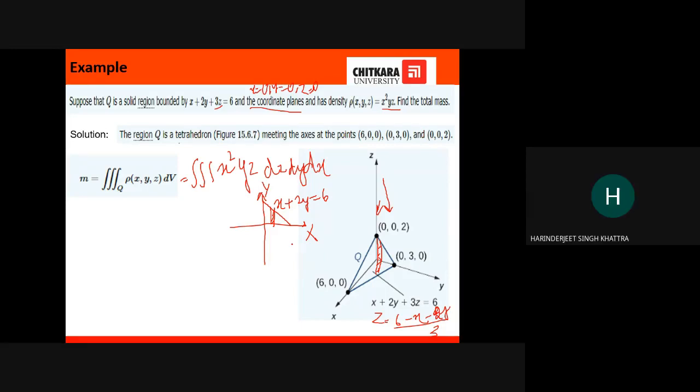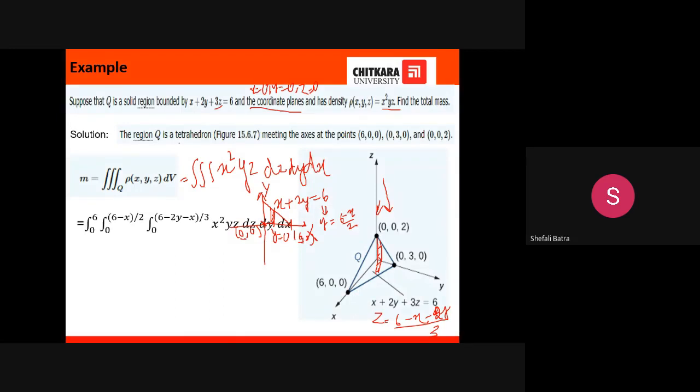Ma'am, 0 to 6 minus x by 2. Yes, 0 to, this is the x axis, so here y is equal to 0. And from here, y is equal to 6 minus x upon 2. And what about x, beta? The limit of x is 0 to 6. This point is 0, 0, and this point is 6, 0. So yes, the sliding of this strip is from 0 to 6, right?